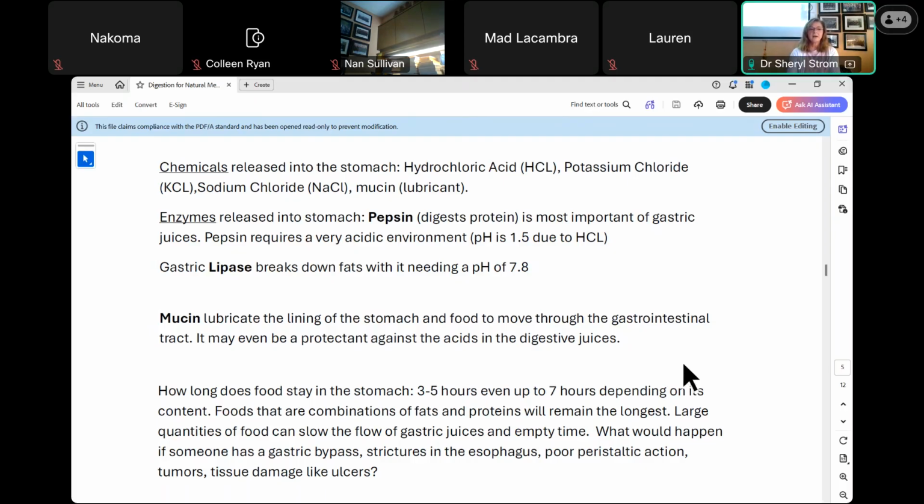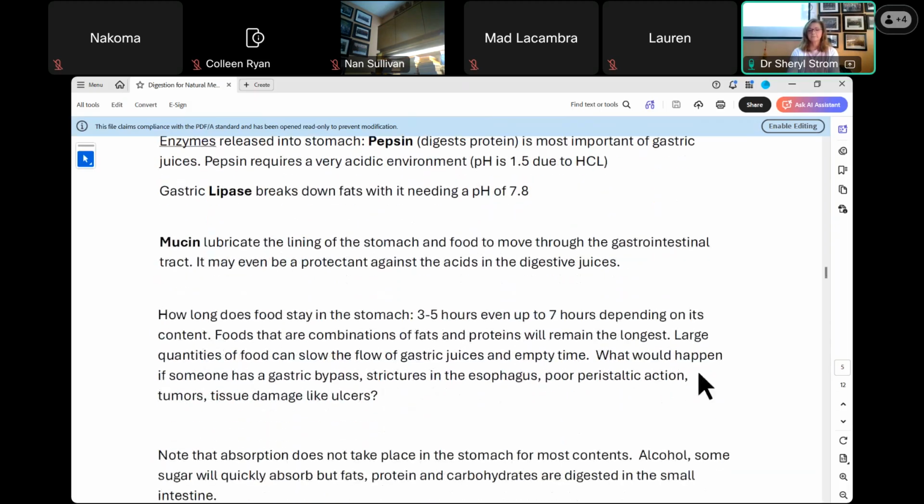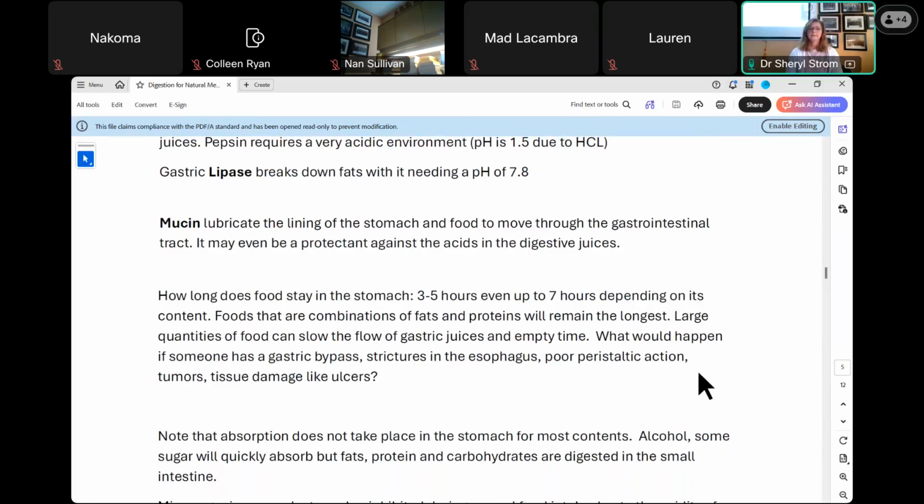How long does food stay in the stomach? Normally, for those of us who haven't had surgery to the stomach or have challenges like Tracy's mother-in-law, it stays in the stomach for about 3 to 5 hours, even up to 7 hours, depending on its contents. Foods that are a combination of fats and proteins will remain the longest. Large quantities of food can slow the flow of gastric juices and emptying time.